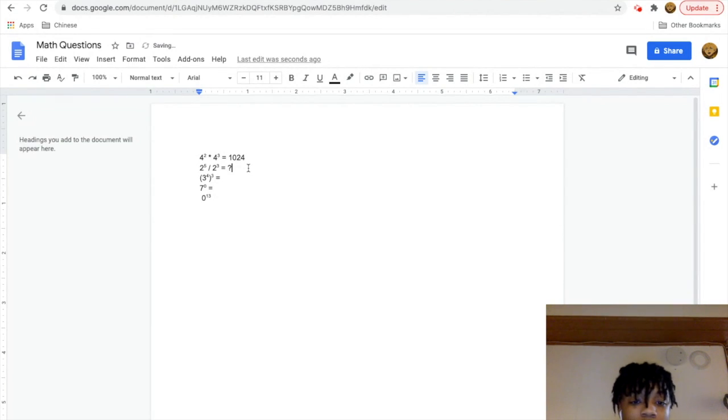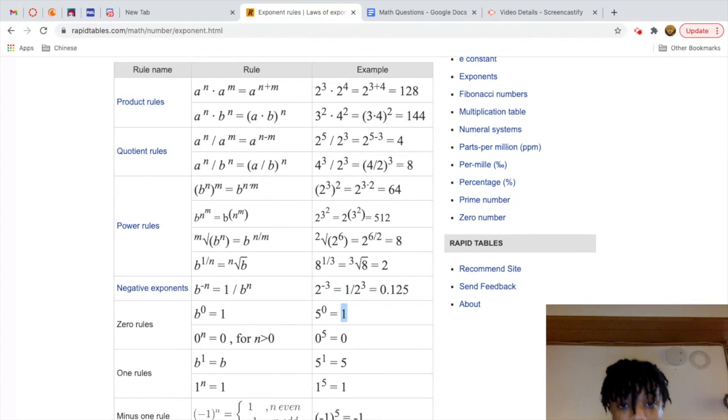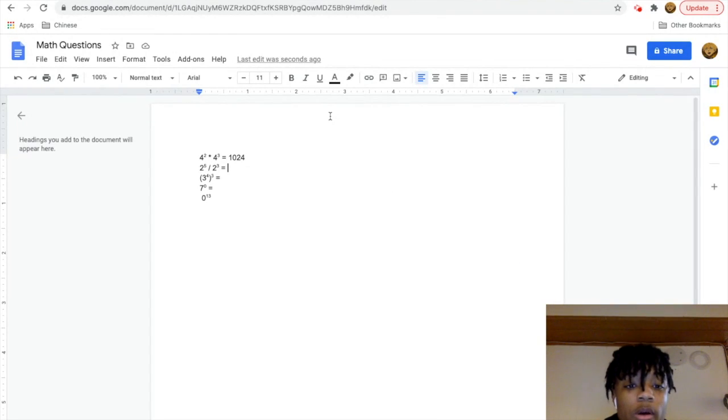Bam. Now on to the next one. 2 to the power of 5 divided by 2 to the power of 3. We have to find out which exponent rule this is. When we look at it, it's the quotient rule. 2 to the power of 5 divided by 2 to the power of 3. Now we have to subtract here. Instead of adding, we subtract. So we're going to subtract 5 minus 3, which gets you 2. So then you're going to have 2 to the power of 2.